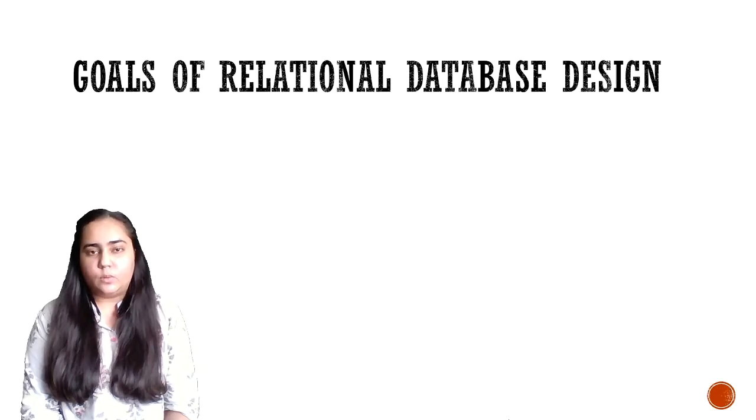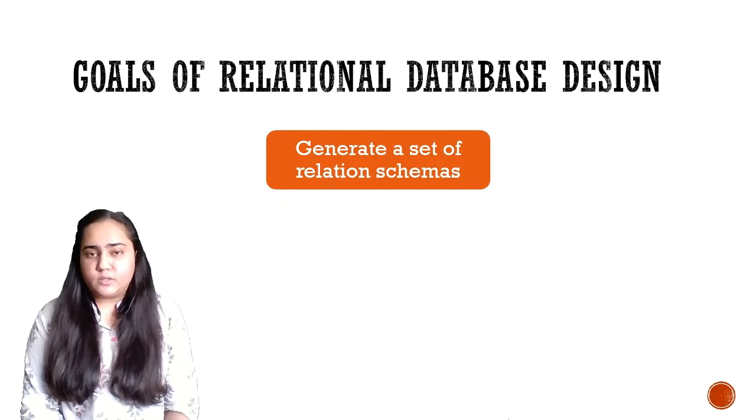First, we are going to see what the different goals of relational database design are. The first goal is to generate a set of relation schemas. So whenever you have to design a database, you need to first of all decide what types of relations you require, how many relations you require, and also decide what will be the columns in those relations, the attributes, and the data types of these attributes. These are some of the basic necessities while designing a database.